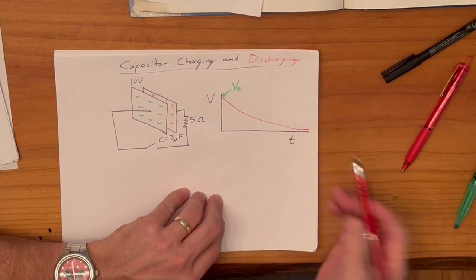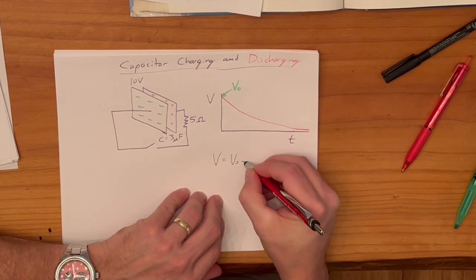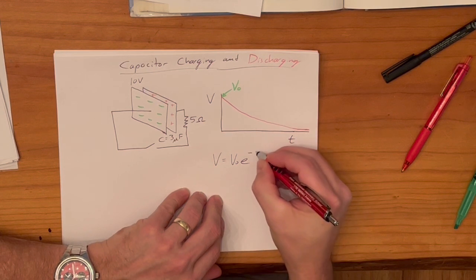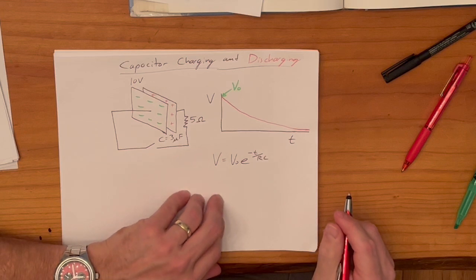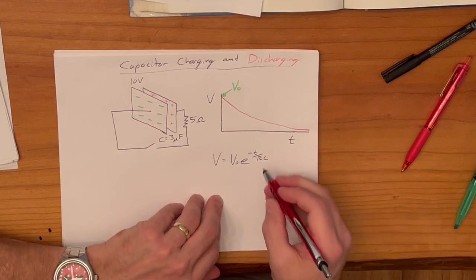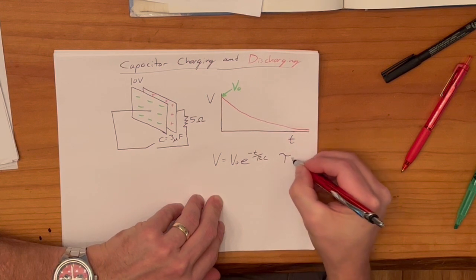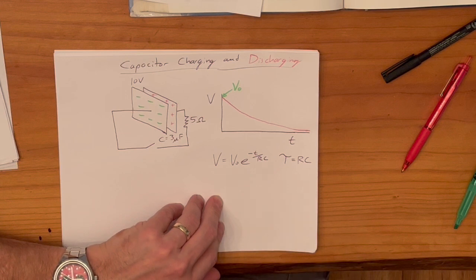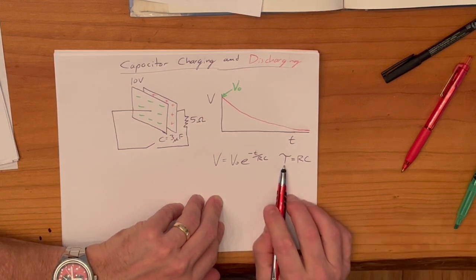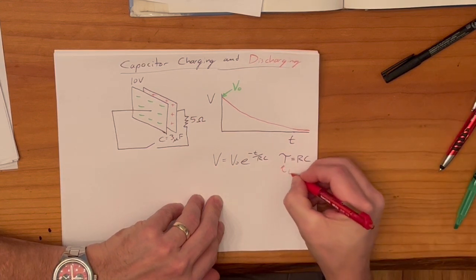Okay, what's the relationship here? Well, it's V equals V0 times e to the power of negative t over RC. What's RC? That is the time constant, tau. You might see this written as tau from time to time. So tau is your time constant. Okay, let me write that down.